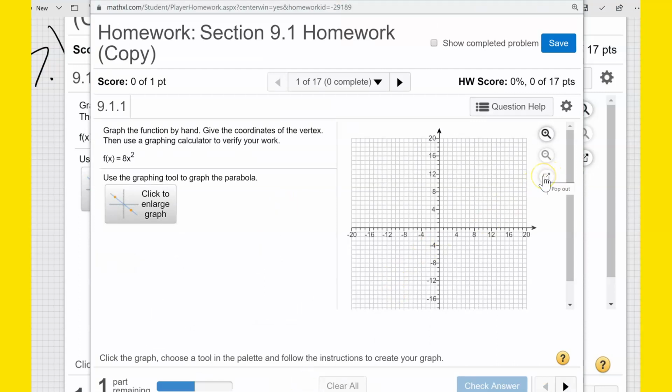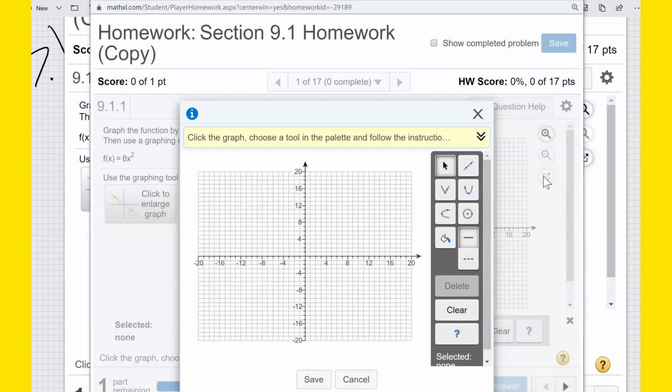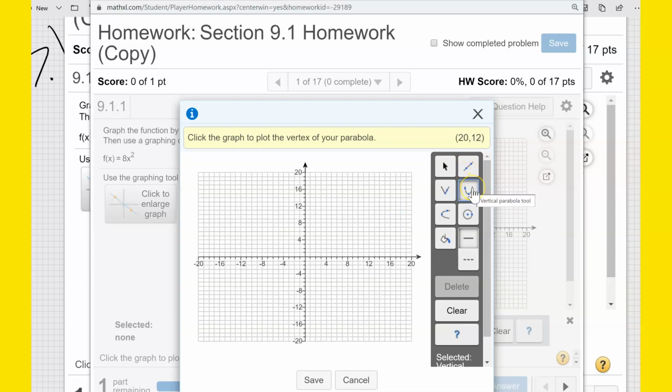I'm going to click this because it will make it pop out and look better. You have these different tools. We're going to click this one because that's the vertical parabola tool. That's what we use for graphing parabolas. First, I put a point on my vertex, which is 0, 0. Then all I have to do is put one more point, and it'll graph the whole parabola for me. So what's my other point?